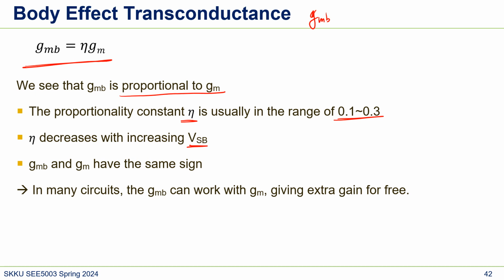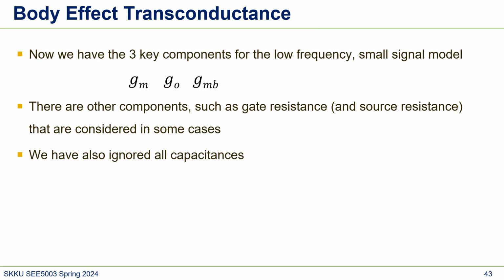And they have the same sign. So it means that this body effect transconductance gives us a kind of free gain. Finally, we got all three components. We did a lot of math, and as I said, this is for our small signal model.